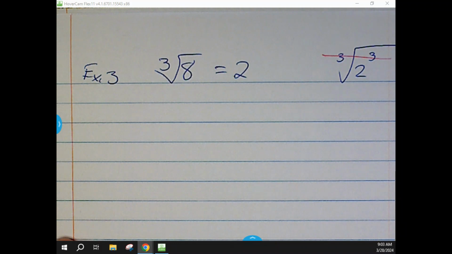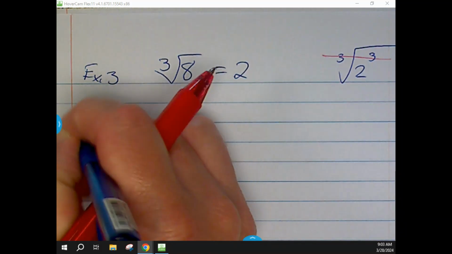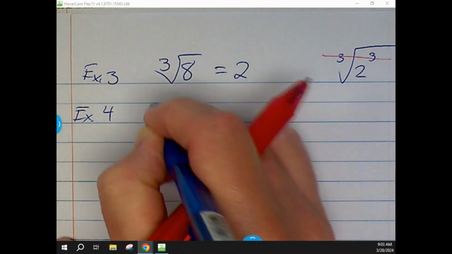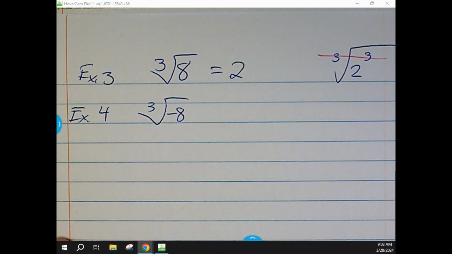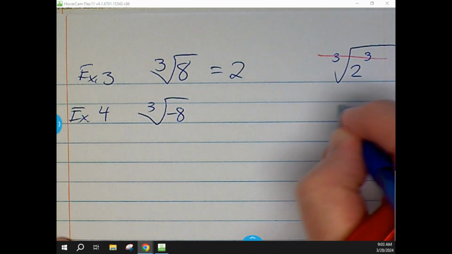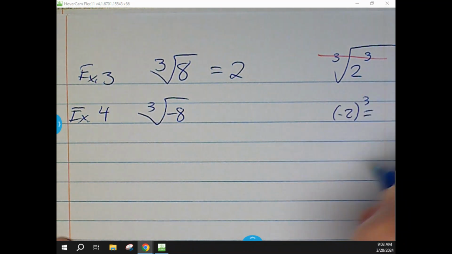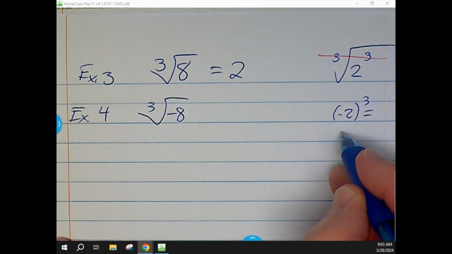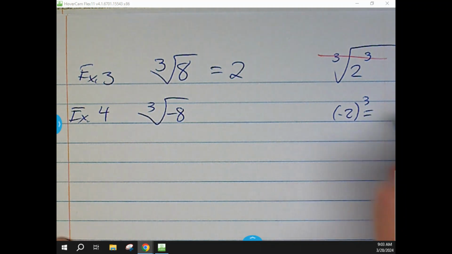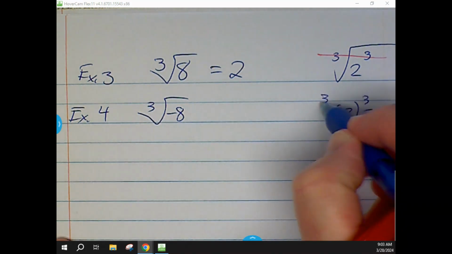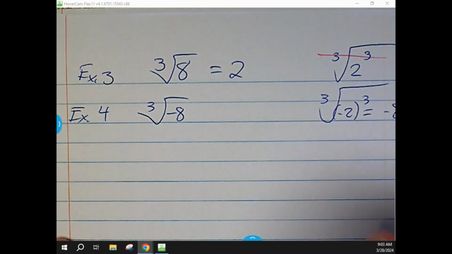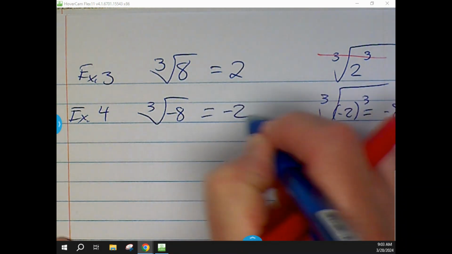Now, so again, the difference on this one is if we change that to a negative 8. So if we do negative 2 to the third power, that's negative 2 times negative 2, which would be a positive 4. 4 times negative 2 would then be a negative 8. So really, we'll do the third root of negative 8. That's the third root of negative 2 to the third. So again, the 3's cancel. So that would be a negative 2.